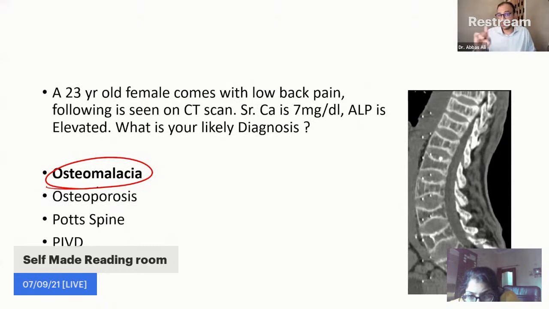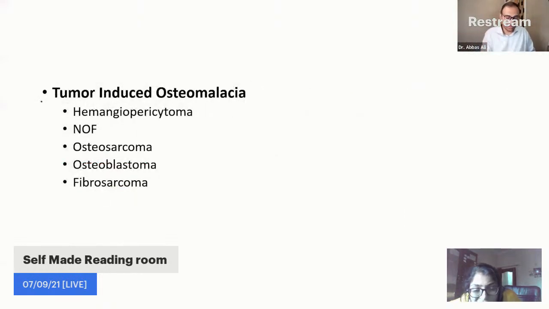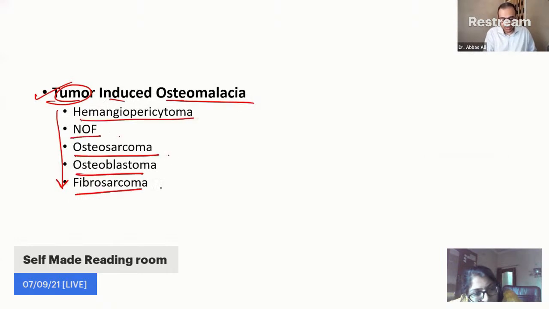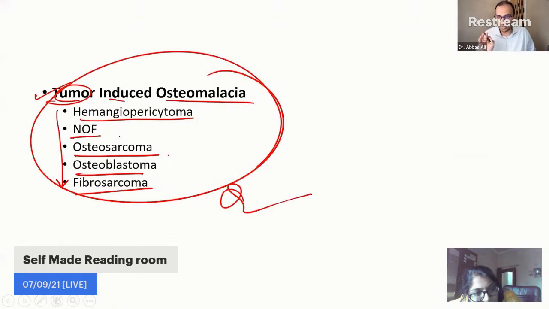Why is that? Because of age, number one: younger patient, older patient. Second, calcium is low here and ALP is high here, whereas in osteoporosis, everything is normal. Everybody got this? Also remember the tumors that induce osteomalacia. This was asked: hemangiopericytoma, non-ossifying fibroma, osteosarcoma, osteoblastoma, and fibrosarcoma. A question had come. You should know the list.